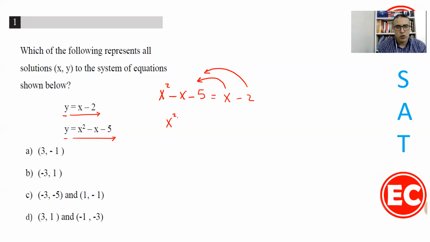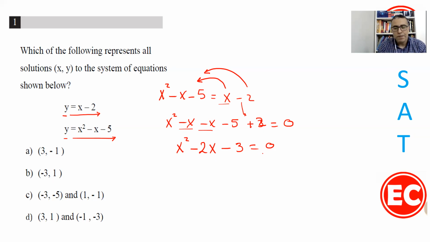So it's going to be x squared minus x. Positive x will be minus x. Negative 5 and negative 2 will be positive 3, equal to 0. So it's x squared, negative 1 and negative 1, by adding the like terms, is minus 2x, minus 3 is equal to 0.